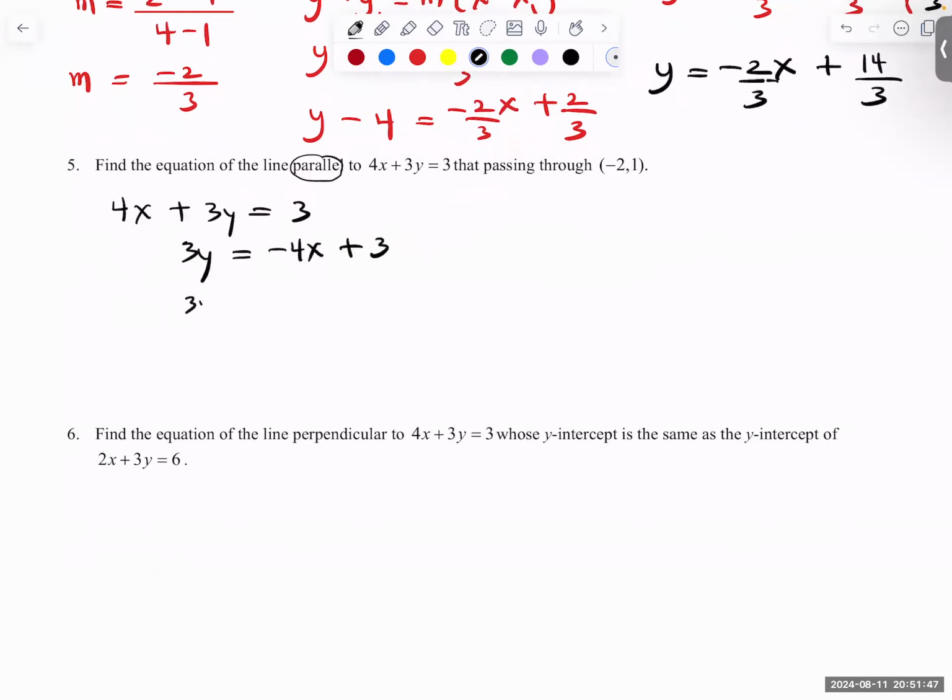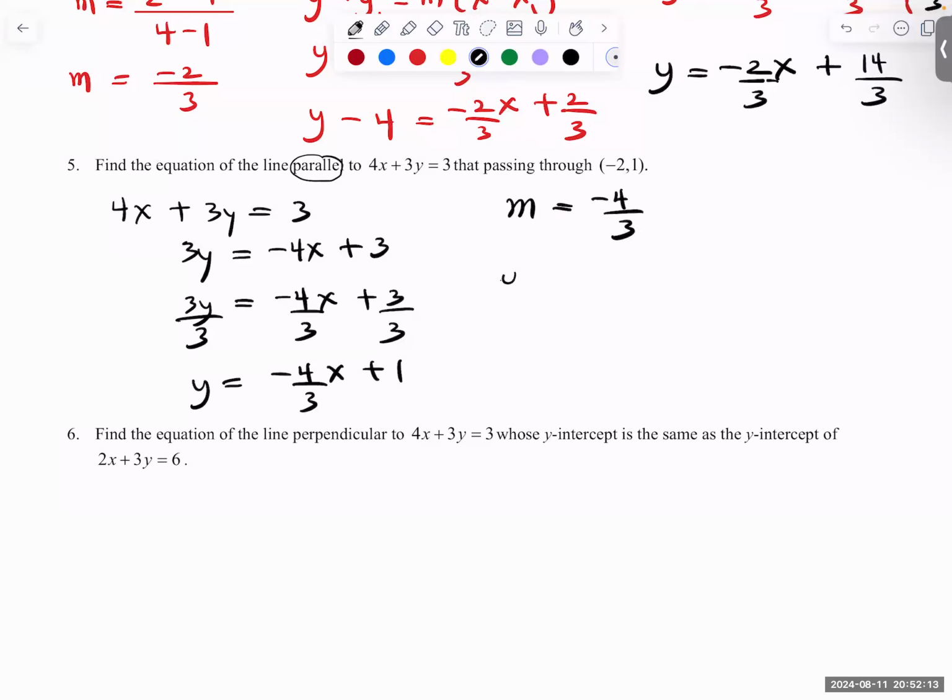And divide by 3 on both sides. Divide every term by 3. So y equals -4/3 x, which is the slope, plus 1. So a line that's parallel has an equal slope of -4/3.